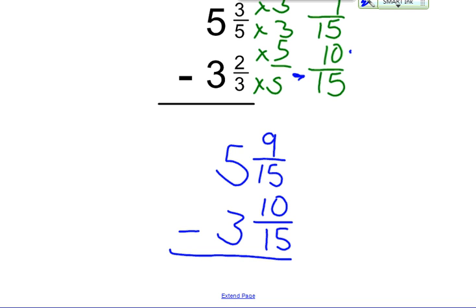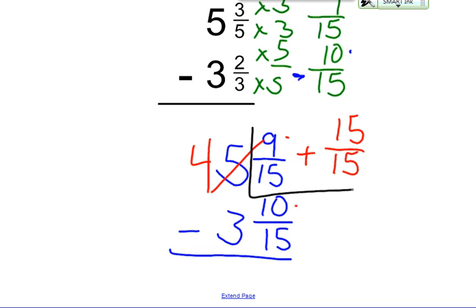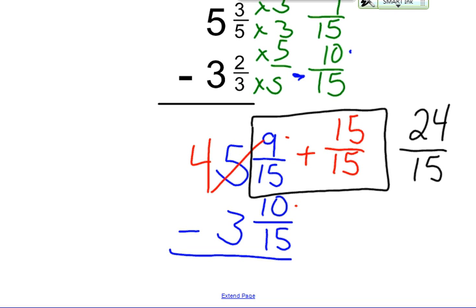So since our 9 right here is too small to subtract from 10, we have to borrow. We're going to borrow from the 5. This becomes a 4. And our next step is to add 1, right? We just borrowed a 1, so we've got to add a 1 to our top fraction. So that's going to be 15 over 15. And so in the end, we're going to add these two ideas together. The common denominator would stay 15, and 9 plus 15 is going to give you 24.